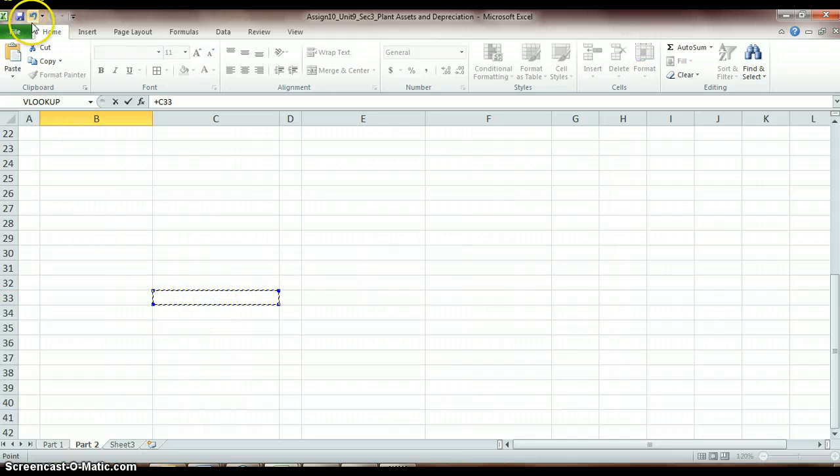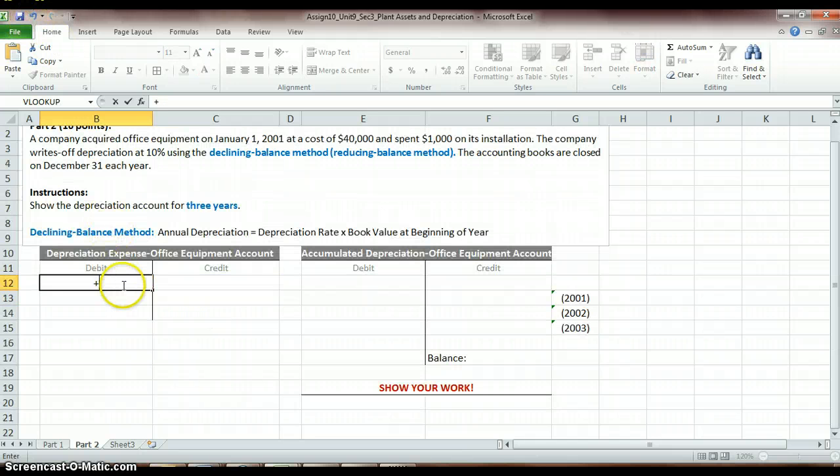Putting the right key, oh my goodness. Increase, there we go. Decrease. And our accumulated one, our contra account here.